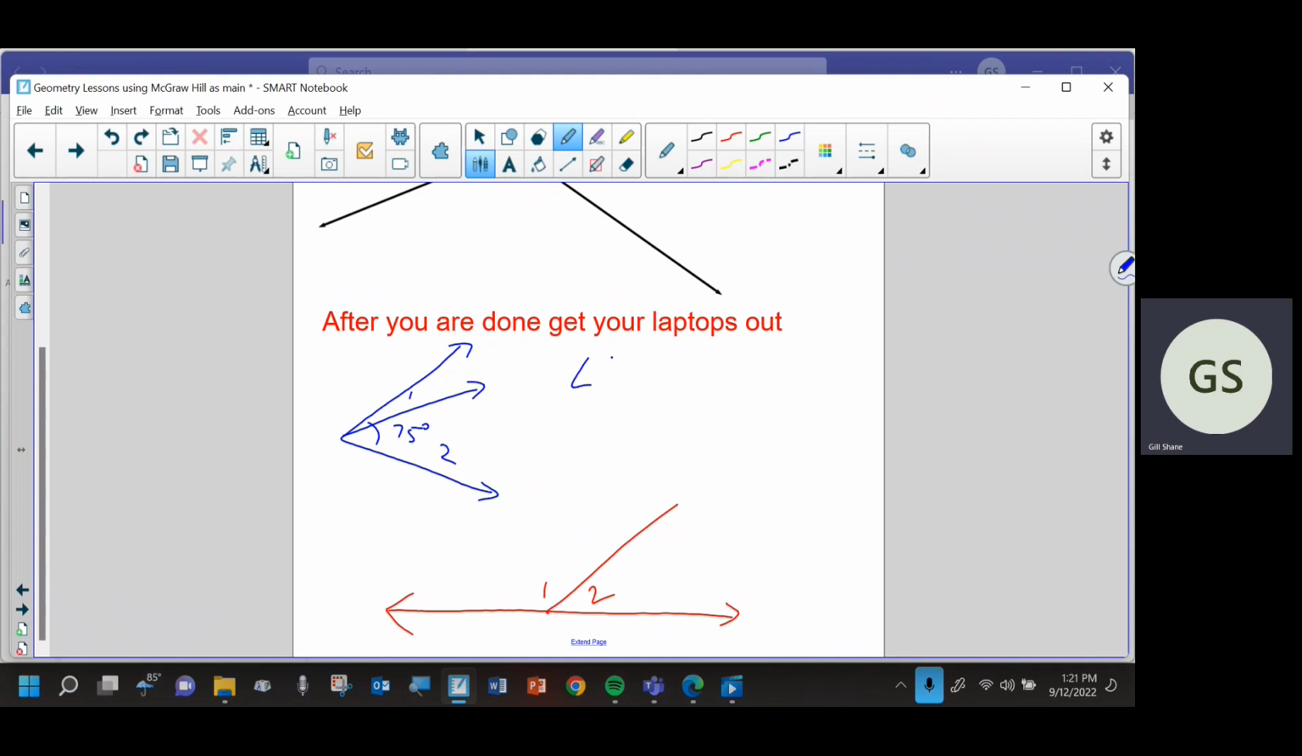It's just like we did with line segments. So the two smaller angles have got to add up to be the bigger angle. That's the only other concept you need. Vertical angles are across and they're equal. The two smaller angles add up to the bigger angle if they're adjacent to each other.